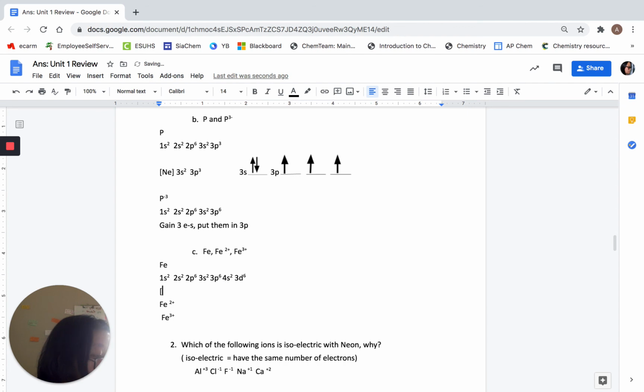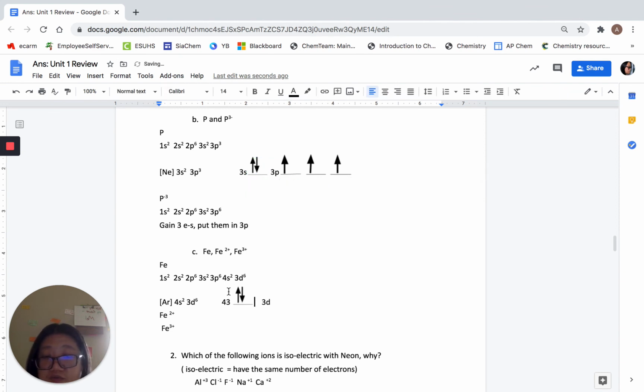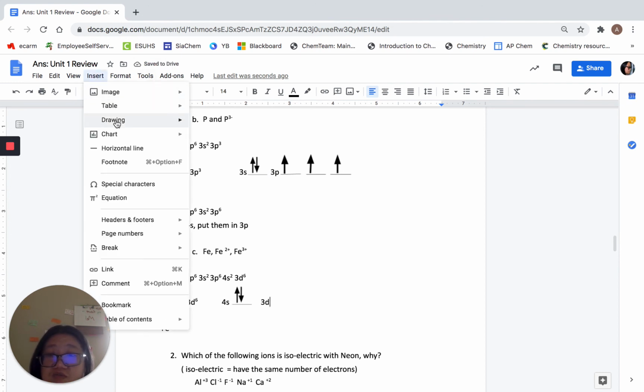On the top is Ar. Ar is the noble gas before that, so we're just shortcutting it. This is what you get. Let's see what this looks like in drawing. I'm going to have to draw 4s and 3d. 4s2 is essentially the same thing as this picture, so I'm just going to rewrite this. That's a 4s. 3d is a little bit different, so let's try to draw 3d.